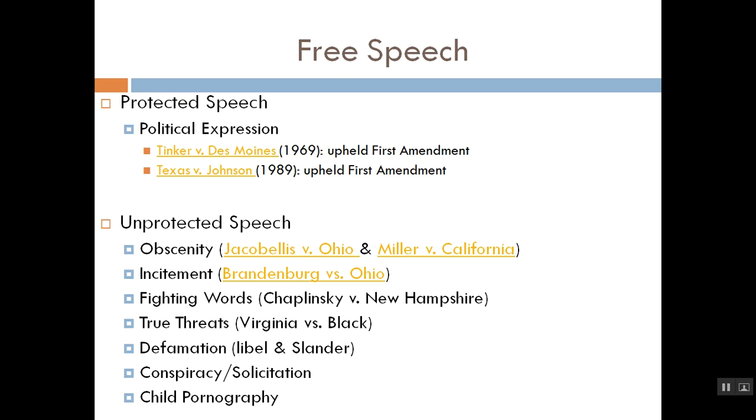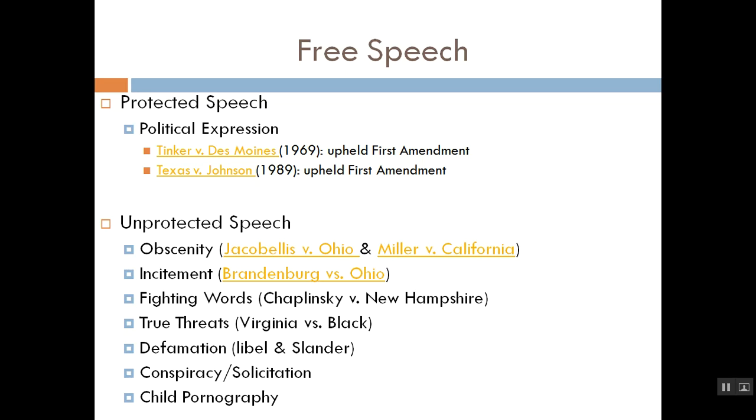The next category of unprotected speech is fighting words, and this exception is going to originate with a Supreme Court case called Chaplinsky versus New Hampshire. But you don't have to write that down, and it won't be on your test. The reason that I'm not going to include this on your test is that while technically this is still good law, those fighting words exemptions to First Amendment protected speech are on very shaky legs.